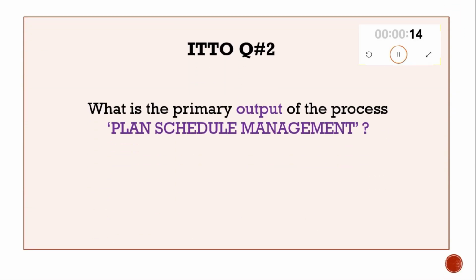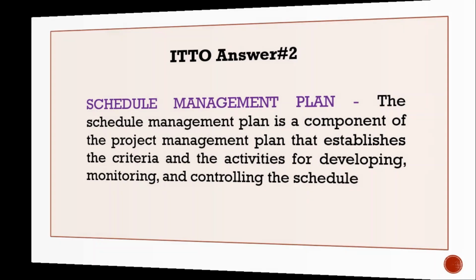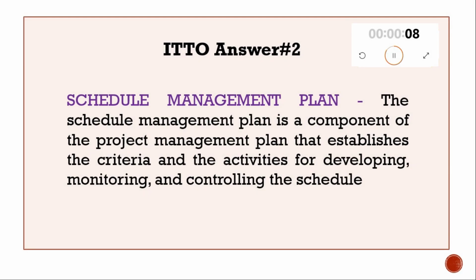ITTO question 2. What is the primary output of the process plan schedule management? ITTO answer 2: schedule management plan.